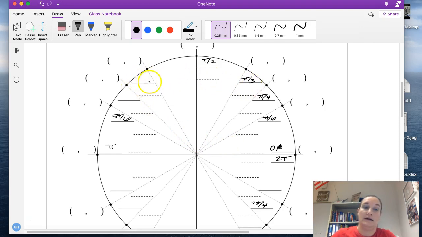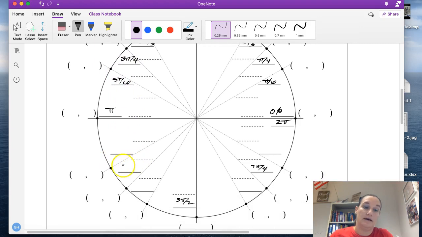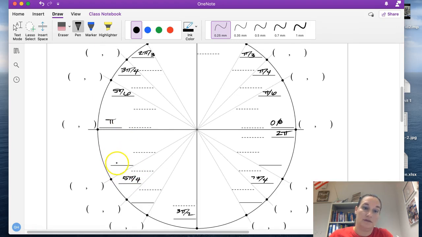So I'm going to go ahead and fill in these other angles. This is 3 pi over 4 because that's 3/4 pi. This would be 5 pi over 4 because that's 5/4, a little bigger than 1. Let's see, this is going to be the pi over 6, so it's going to be 7 pi over 6. And this is going to be 4 pi over 3. And then this is going to be 5 pi over 3 and 11 pi over 6.